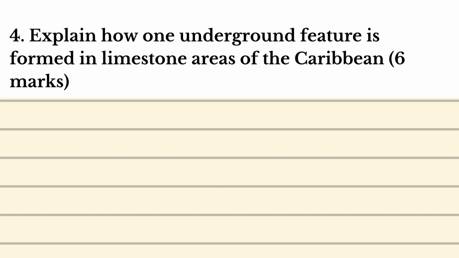Let's say that you decide to talk about the pillar, for example. You would explain that the feature forms when the process of carbonation is reversed and the limestone, or rather calcite, is deposited on the ceiling of the cave as well as the floor of the cave when water evaporates. You would then explain that as the stalactite grows down and the stalagmites grow up, then they may meet to form the pillar. All right. And for a question like this, you could also add a diagram to show the features.